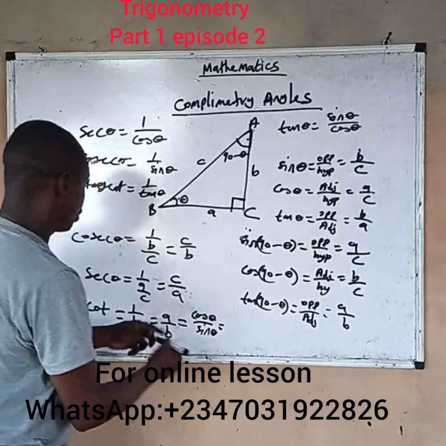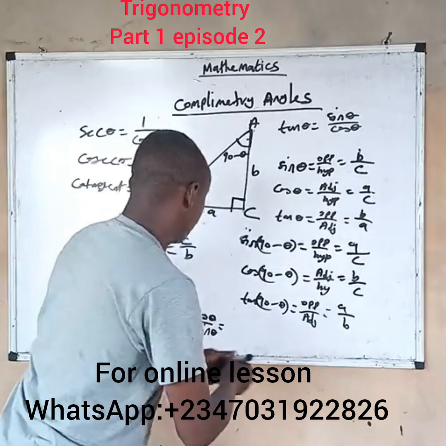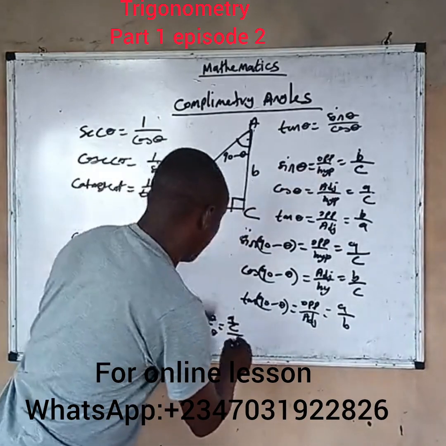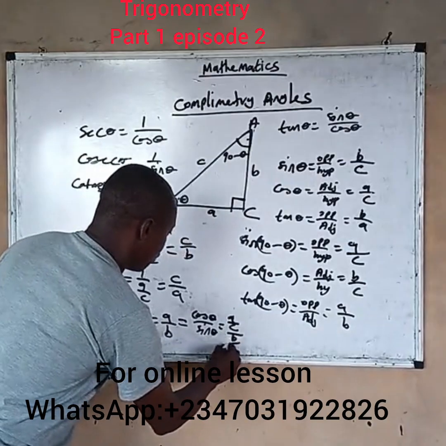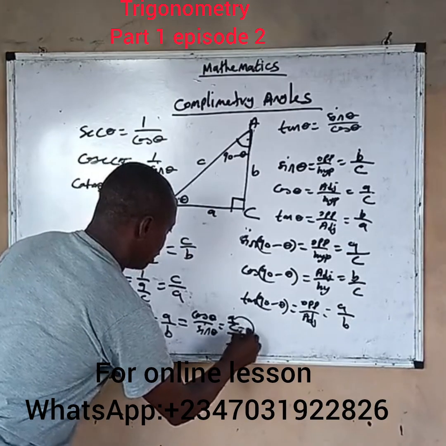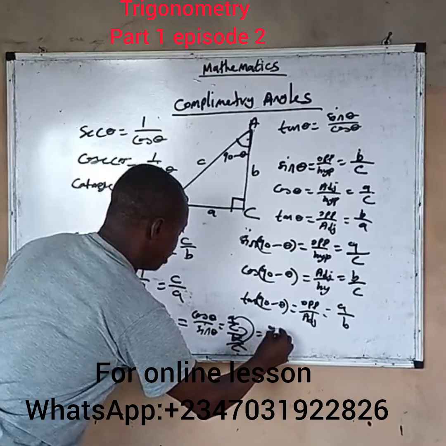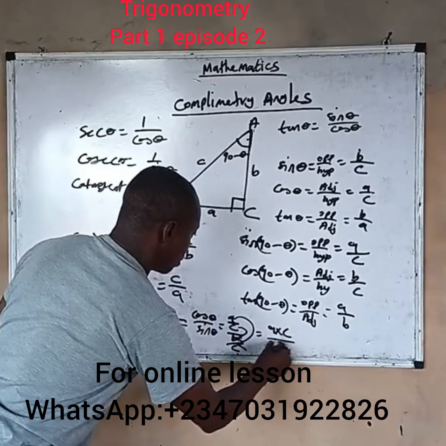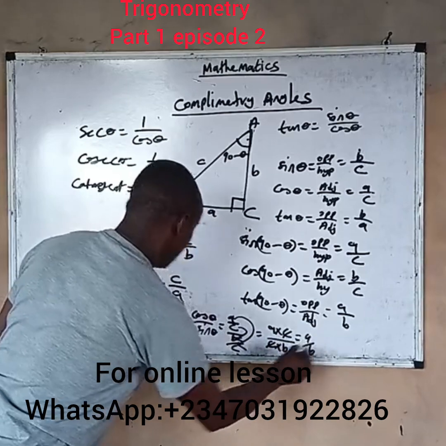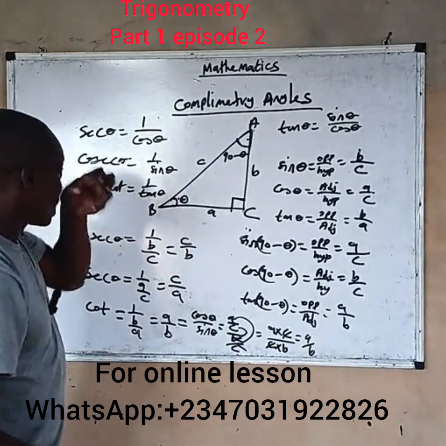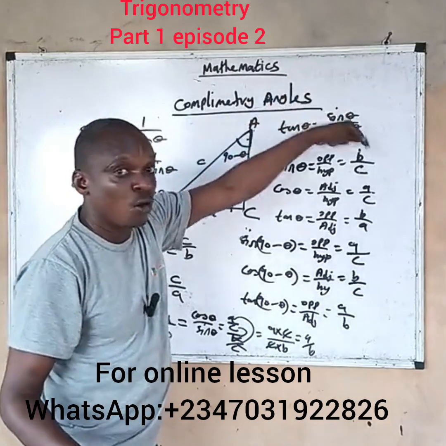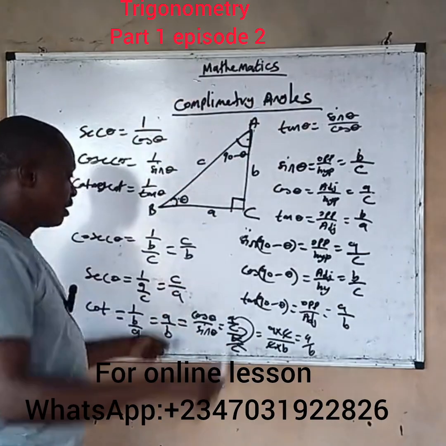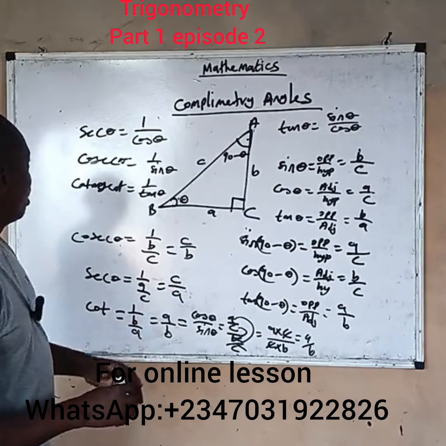Now, if you put your cos theta, where is cos theta? Cos theta is a over c. If I put a over c for cos theta over sine theta, which is b over c, you see that I will get this back. B over c, far to far over near to near. That is a times c over c times b. So c will cancel c, so you now have a over b. And that is what we have here. So take note that tan theta is equal to sine theta over cos theta, and cot is cos theta over sine theta, as the case may be.